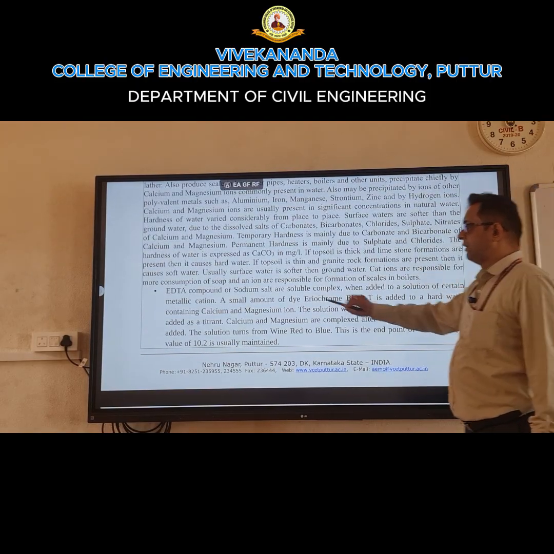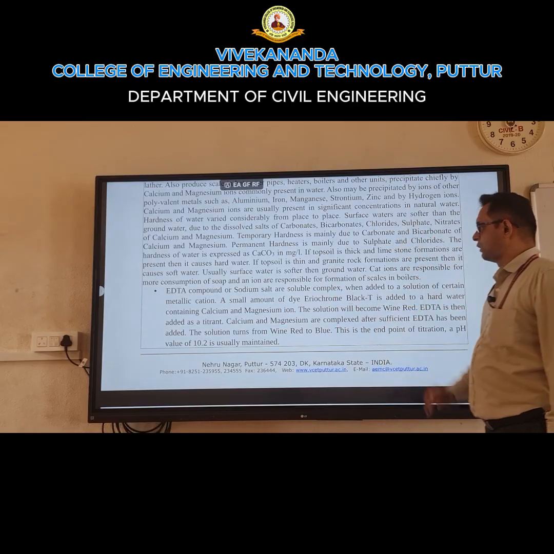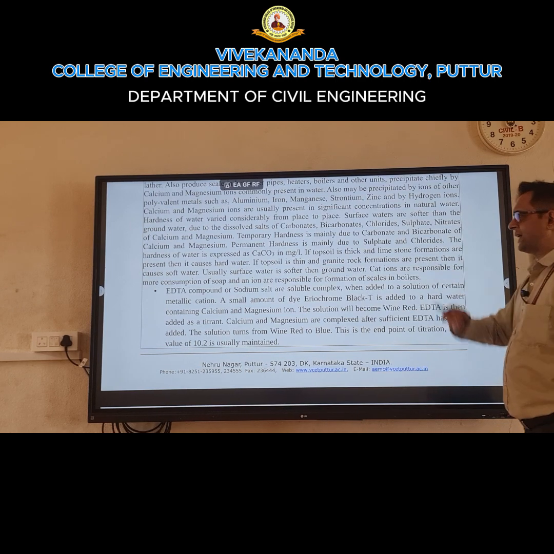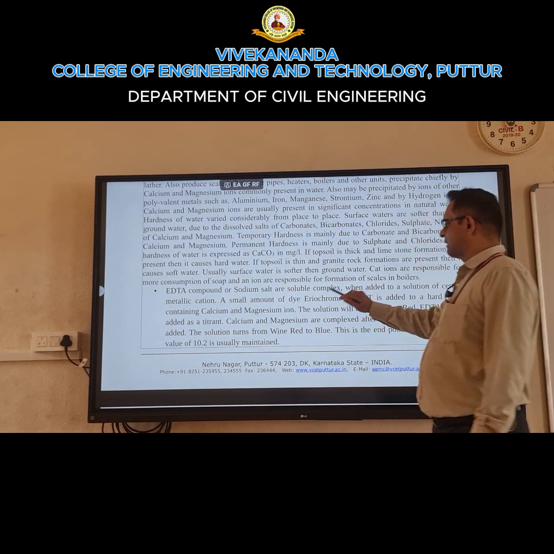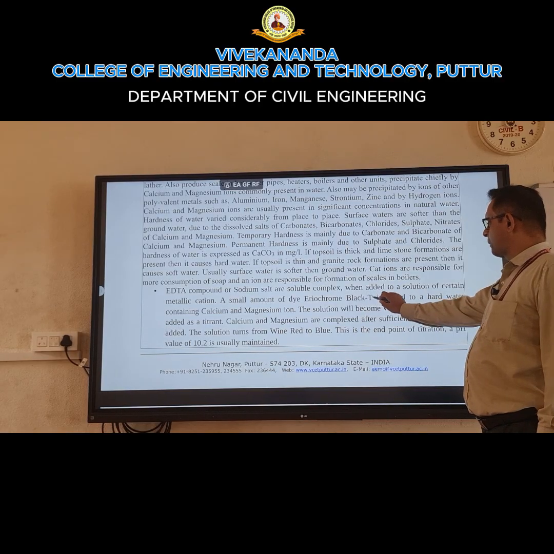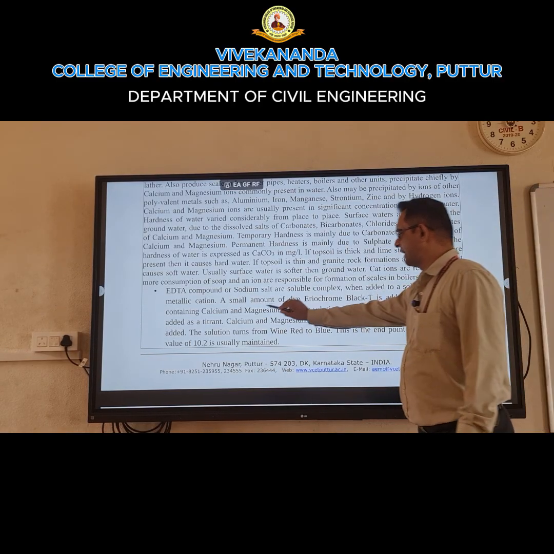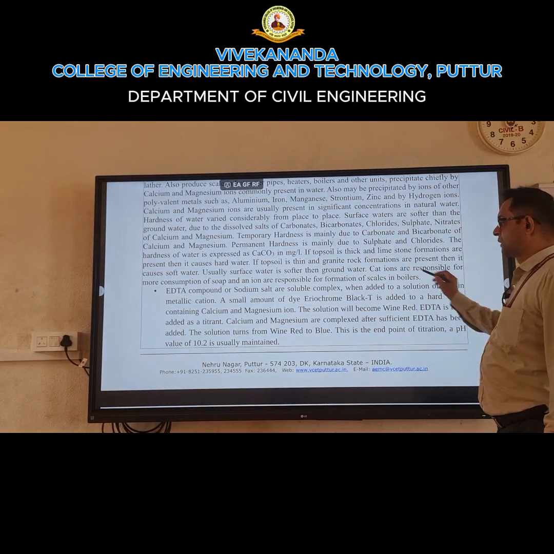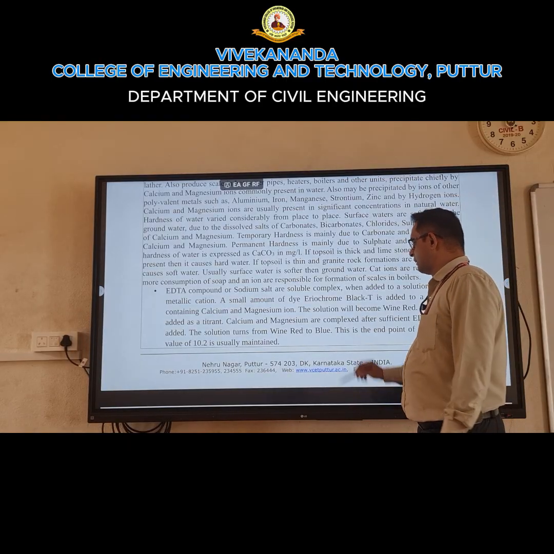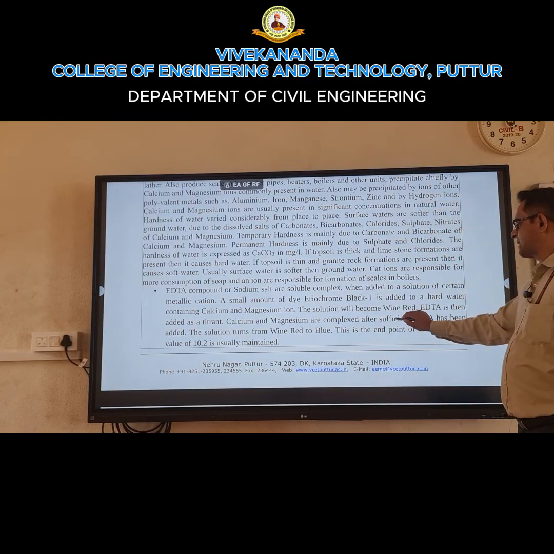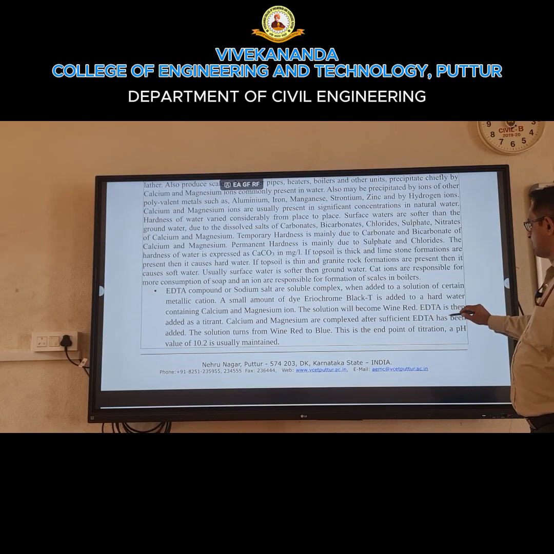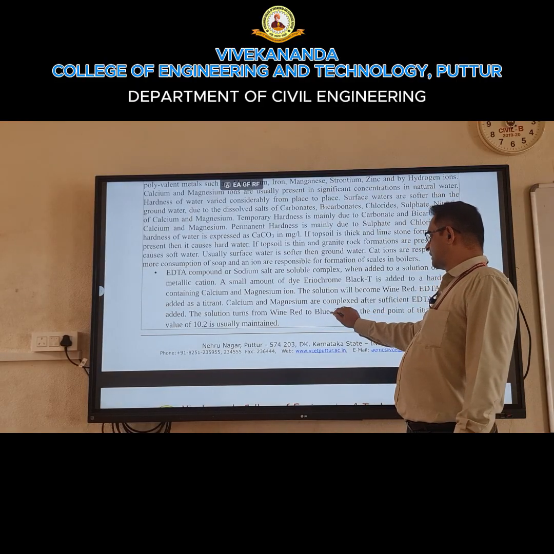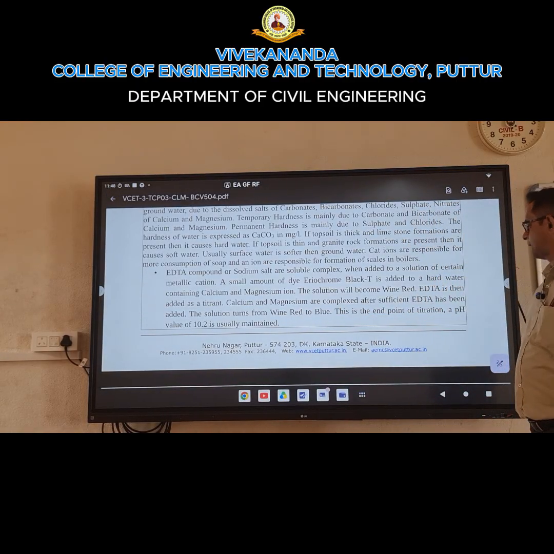To find that out, I will use EDTA, the sodium salt, which forms a soluble complex when added to a solution of certain metallic cations. When we add the Eriochrome Black T to the hard water containing calcium and magnesium, the solution will become wine red. Then you titrate it with EDTA. The calcium and magnesium complex with EDTA until sufficient EDTA has been added. Then the wine red turns into blue. That is the end point.